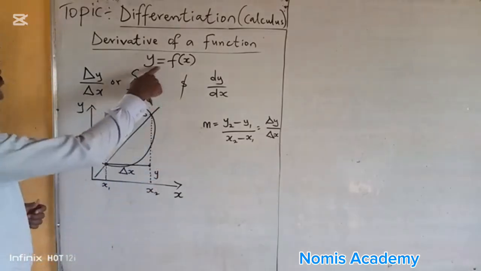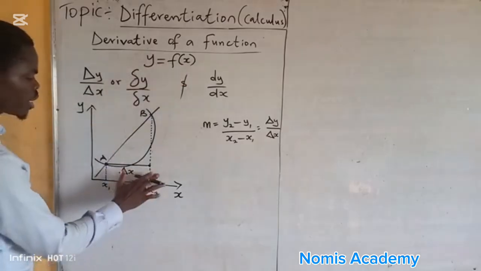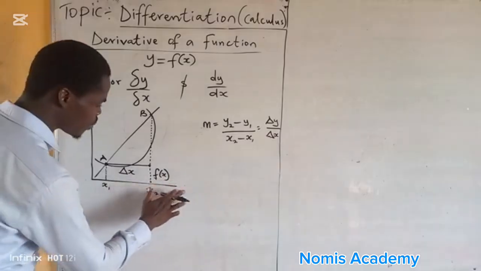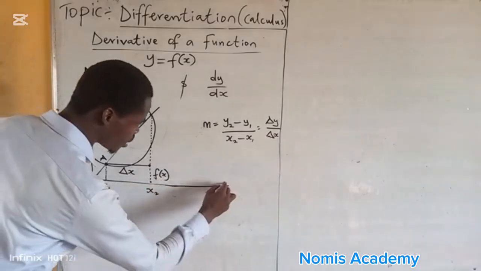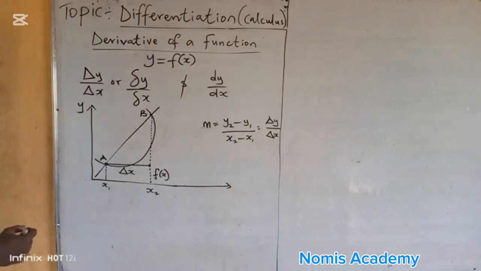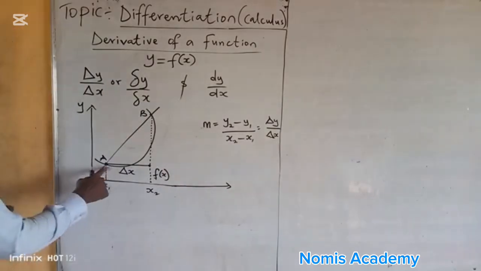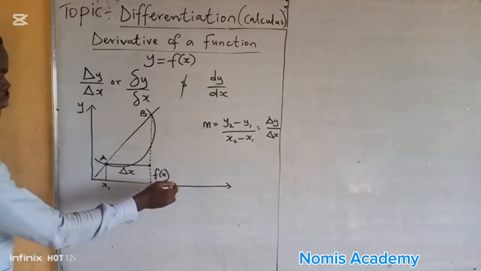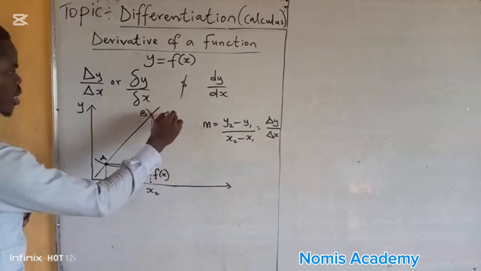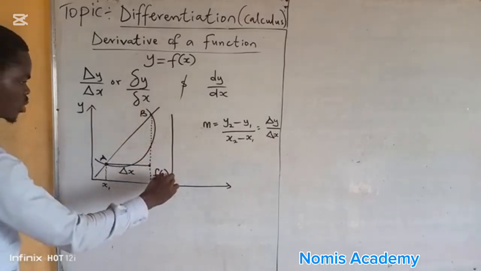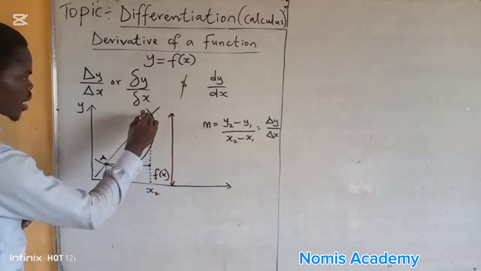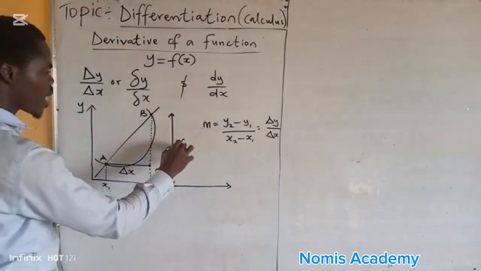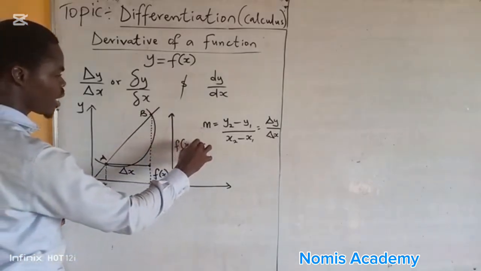This is called y. Another way we can write y is f of x. So we can also call it f of x. I need to extend this so that I can explain other things in detail. So if this is delta x, we need to know what this side is. An arrow from point B down to the x-axis is called f of x plus delta x.